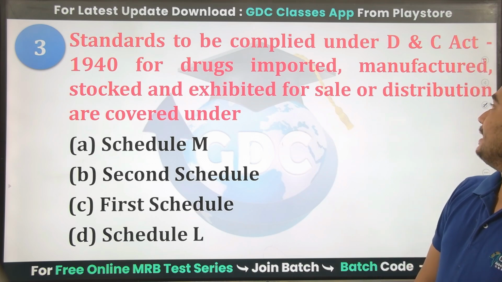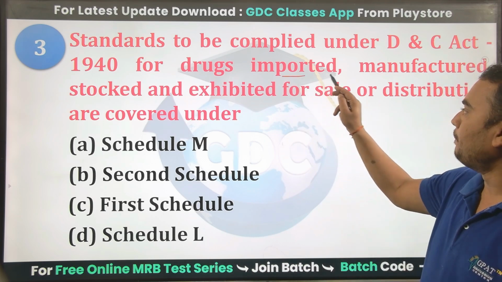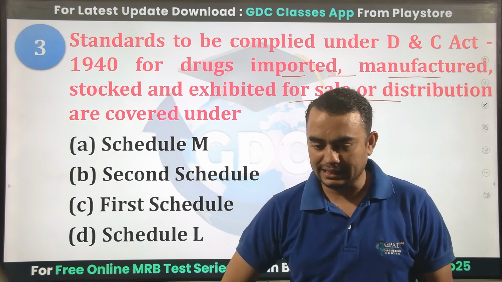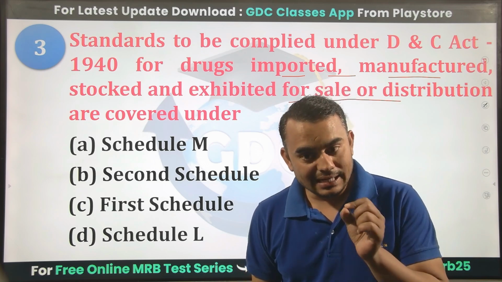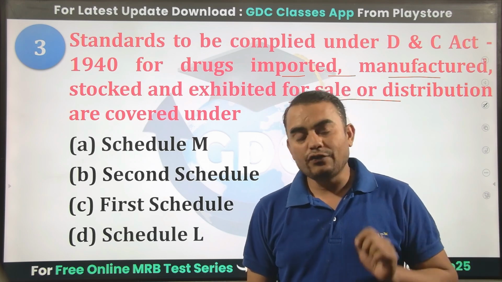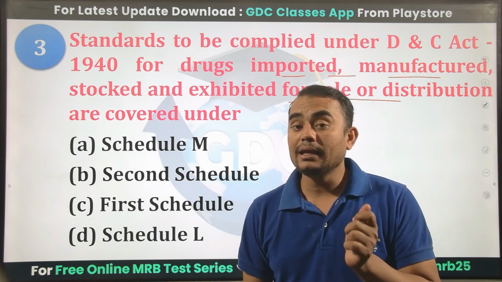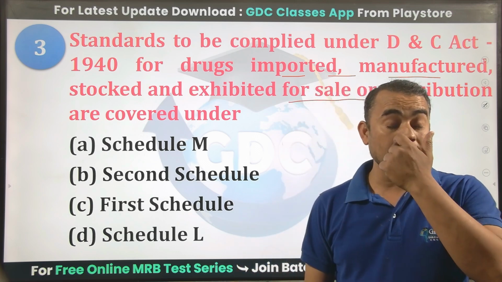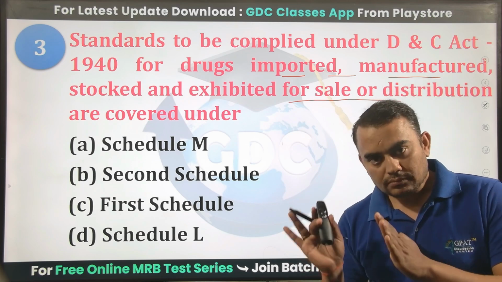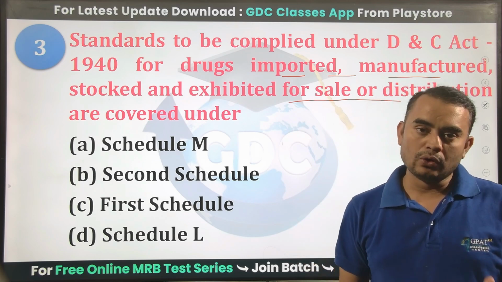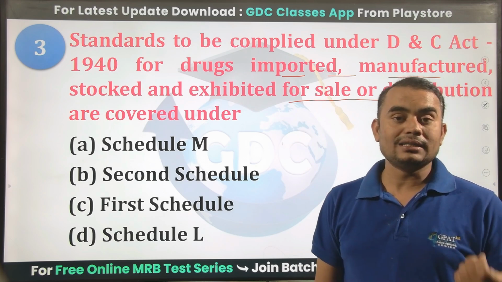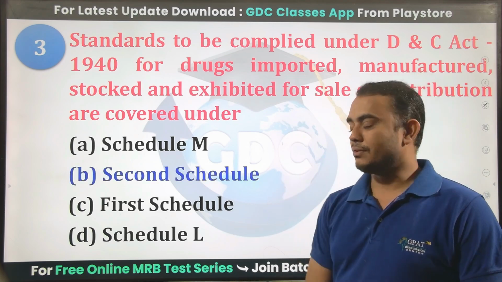Standards to be complied with under the D&C Act 1940 for drugs imported, manufactured, stocked and exhibited for sale or distribution are covered under which schedule? Now, as I have discussed, the Drug and Cosmetic Act has 2 schedules, the first schedule and the second schedule. The first schedule mainly deals with the important or standard books under the Ayurveda, Siddha, Unani systems, while the second schedule mainly deals with all the standards related to import, export, distribution, manufacturing. These all come under the second schedule. So the correct answer will be the second schedule.